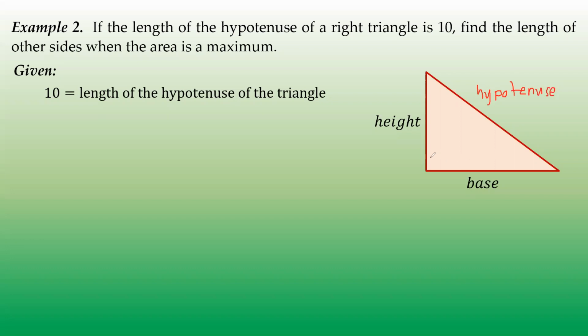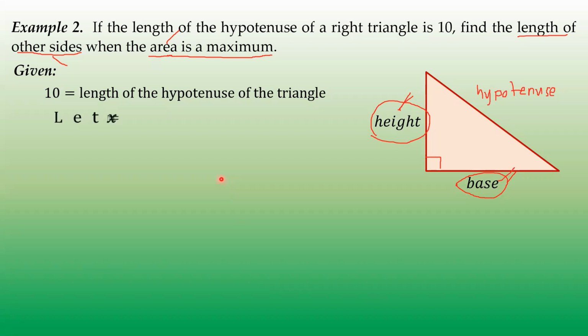Ito ay right triangle kasi meron siya ditong right angle. So, ito yung base, ito yung ating height. So, ang pinapahanap sa atin dito is yung length nung other sides ng triangle, which is the height and the base. Kaya kailangan natin yung gawing variable, kasi yan ang ating hahanapin. Tapos, ang condition pa, yung area. Yun ang kailangang maximum. So, kailangan ng variable para sa area, para sa length ng unknown sides, which is the height and the base of the triangle.